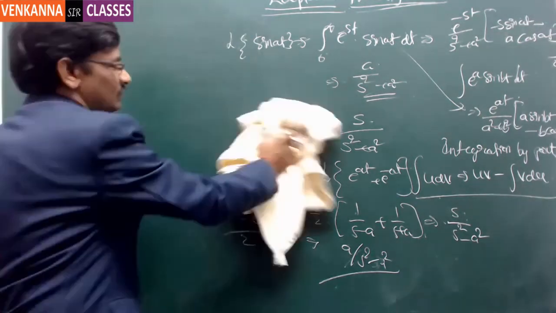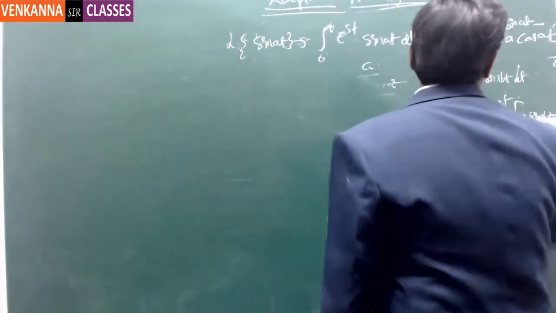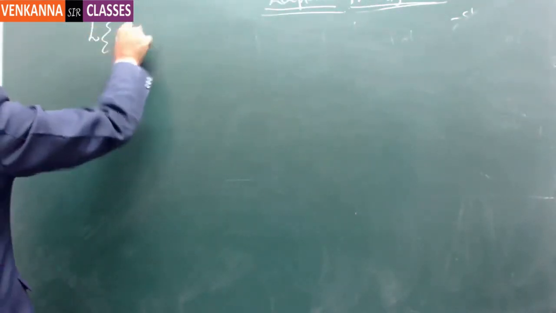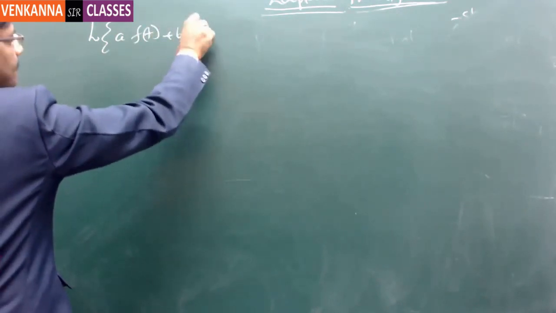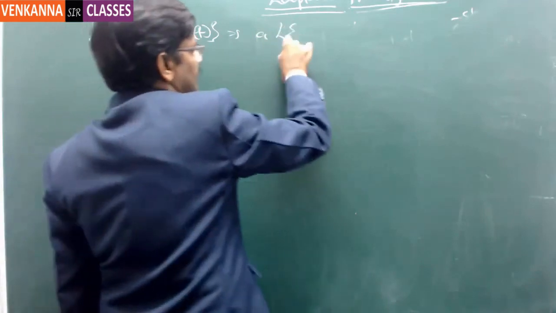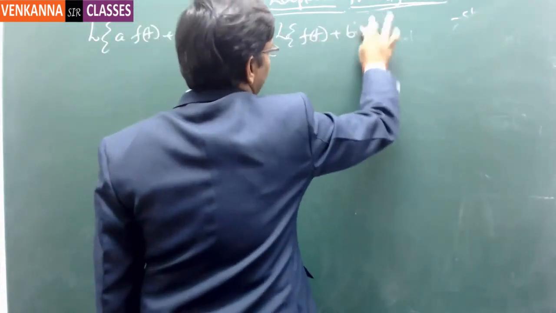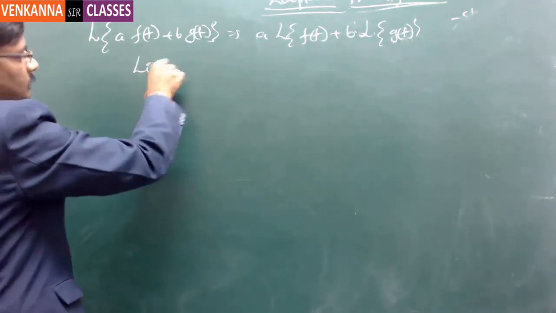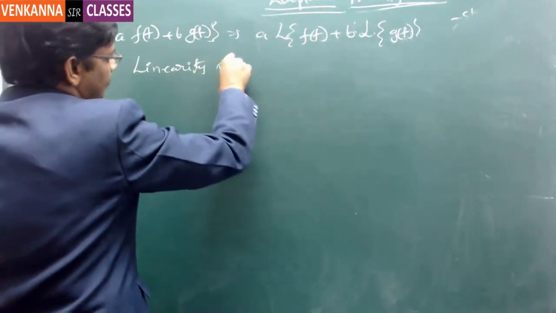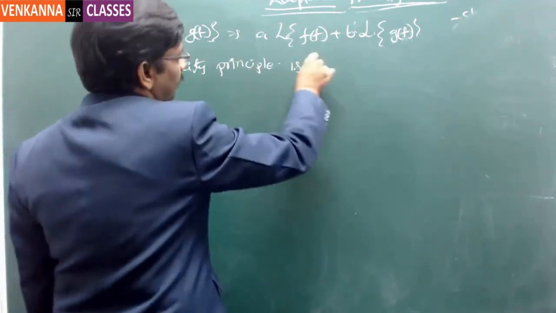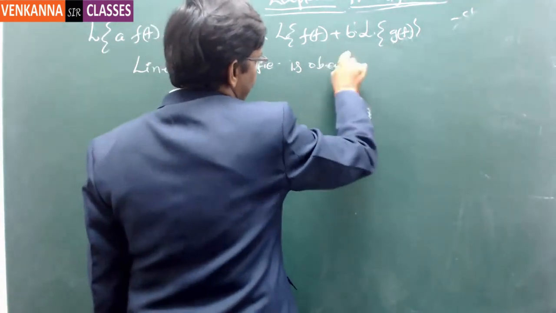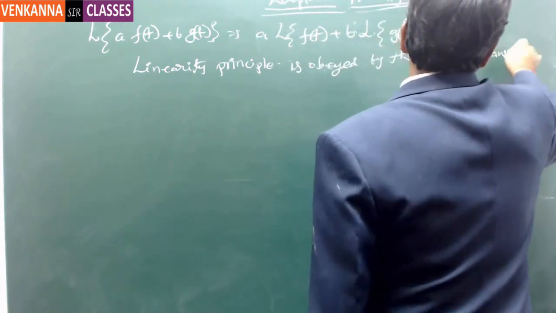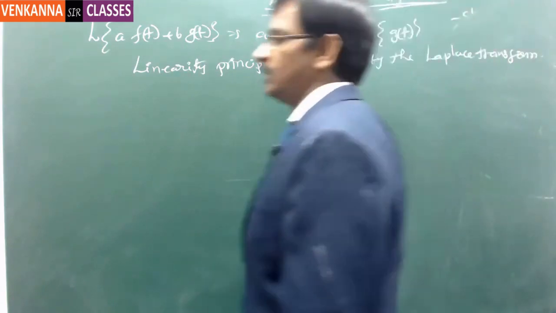Linearity of Laplace transforms. Linearity is nothing but it obeys the linearity principle. That is, the Laplace transform of a into f of t plus b into g of t is equal to a times the Laplace transform of f of t plus b times the Laplace transform of g of t. This is what is called the linearity principle, which is obeyed by the Laplace transform.